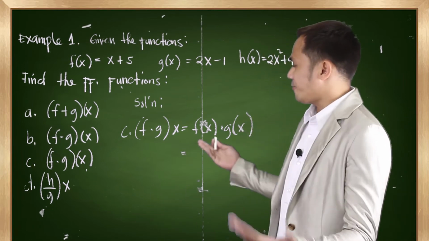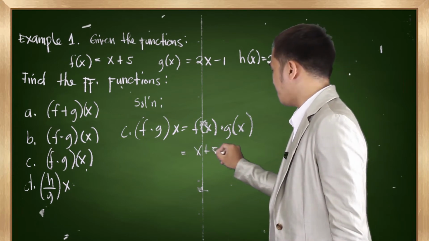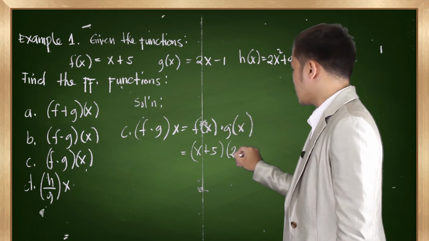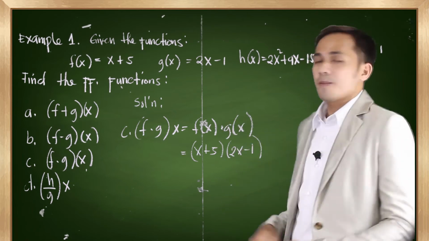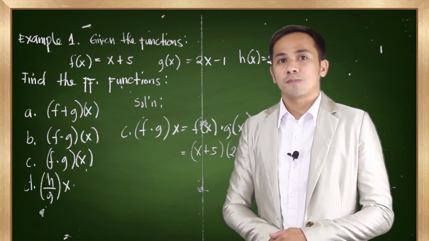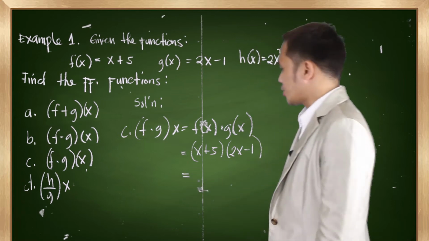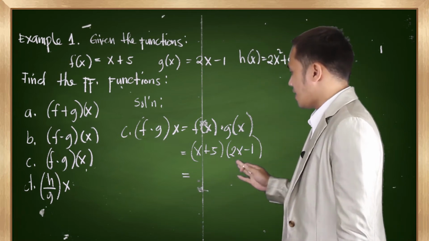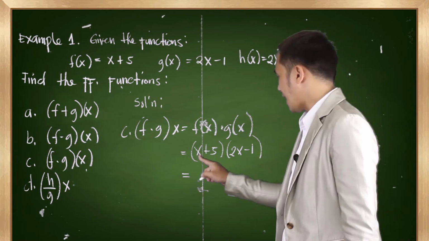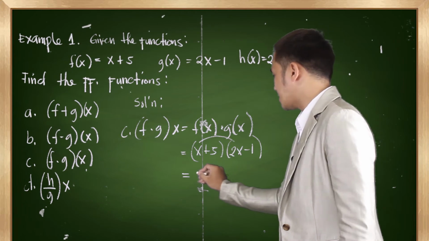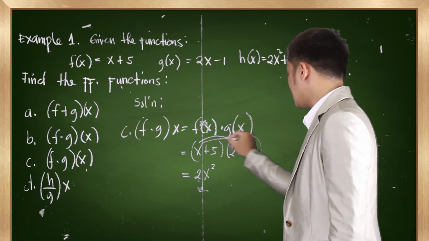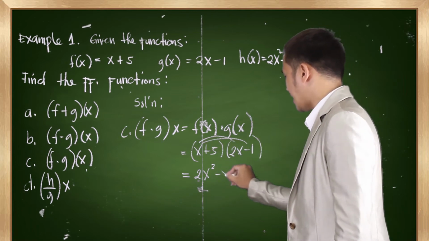And that the f of x is equal to x plus 5 times the g of x is 2x minus 1. Now we are going to apply multiplication of binomials. So we are going to multiply x and 2x, followed by multiplication of x and negative 1. So we have here x times 2x, that becomes 2x squared. X times negative 1 is equal to negative x.